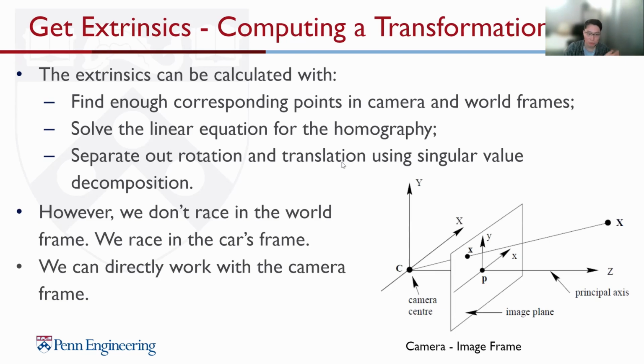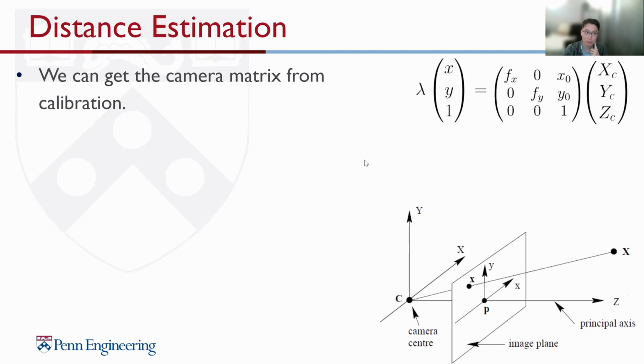However, we don't have the privilege to raise in the world frame. We would never know exactly what our location is, or what our opponent's location is in the world frame. We have to do localization for that. So our camera is aligned with the car's frame, and we can just directly work with the camera frame. In our case, in our F1TENTH course, you can see the camera frame over here.